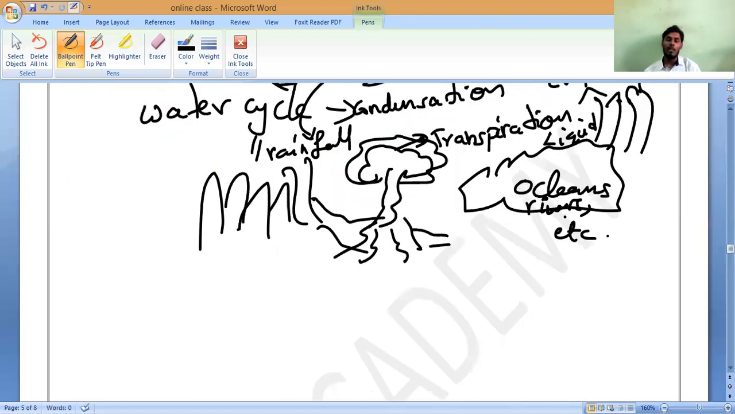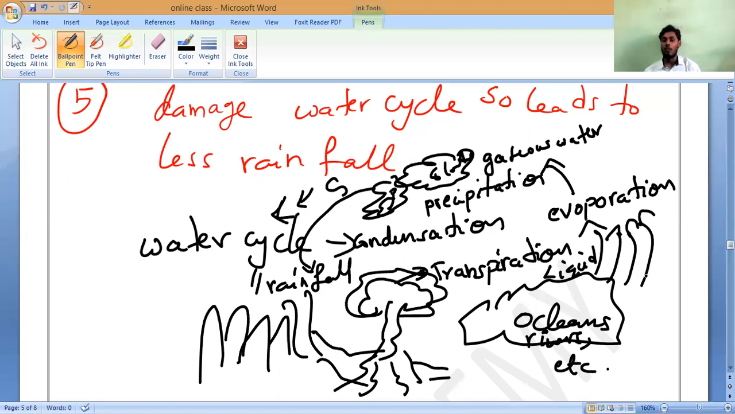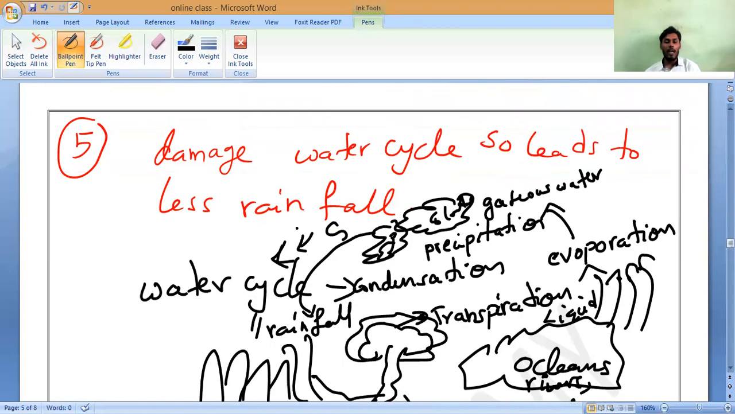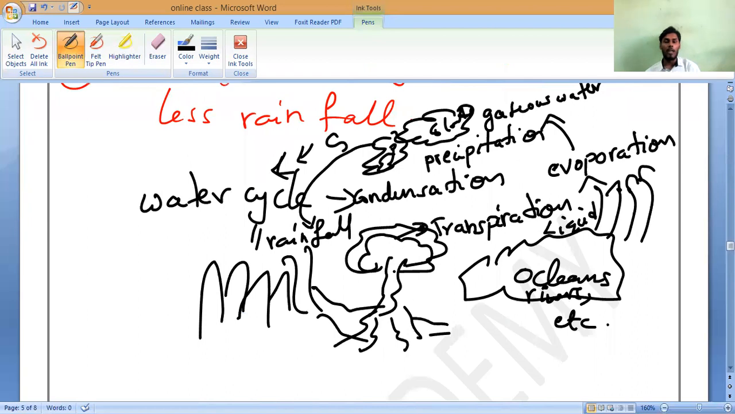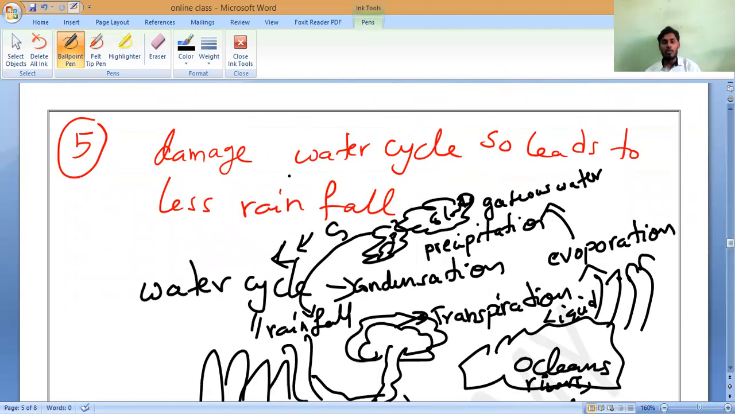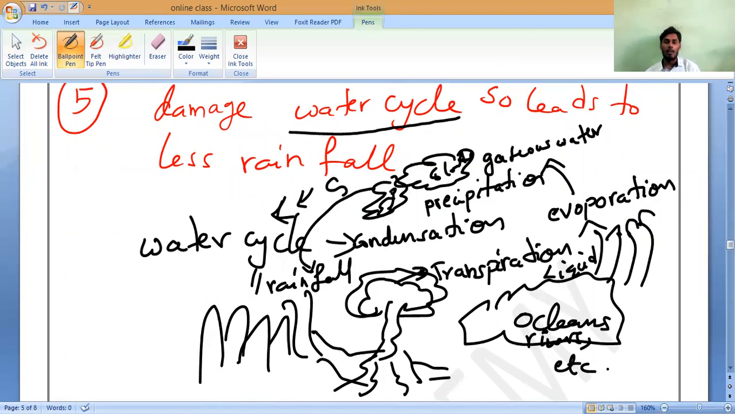Yes or no? So the continuous circulation of water, from the ground, from liquid state to gaseous state, and again from gaseous state to liquid state, is called the water cycle. So if you damage the plants, what will happen? There will be no proper rainfall because it will damage the water cycle.